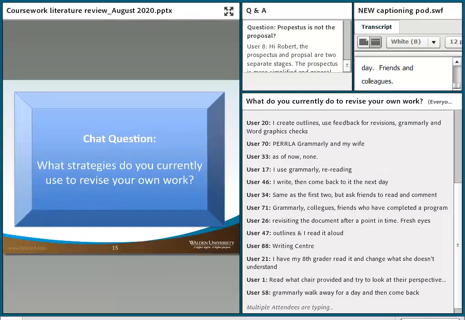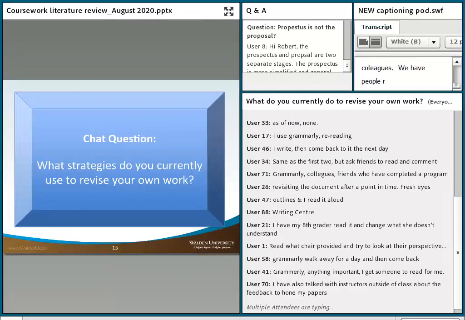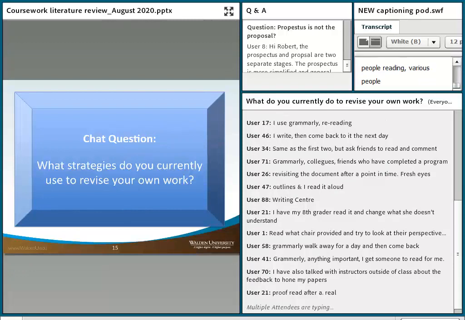Grammarly and my wife, yeah, a significant other who can read it, or a friend or someone can be very helpful. Writing and then coming back to it the next day. Yep, friends and colleagues.